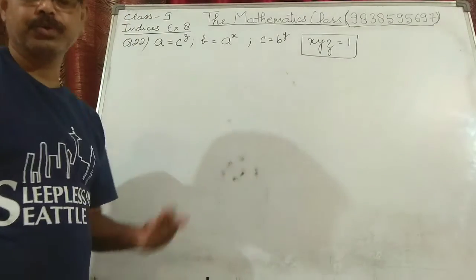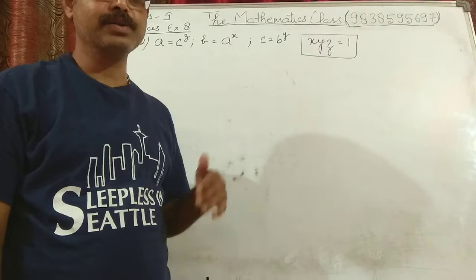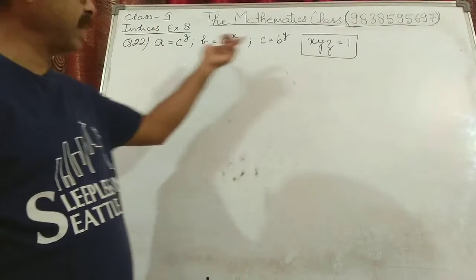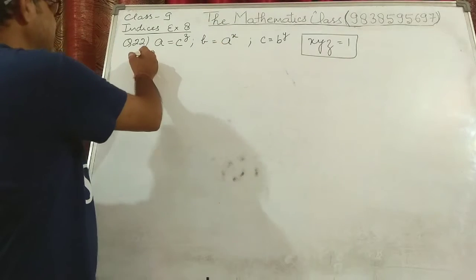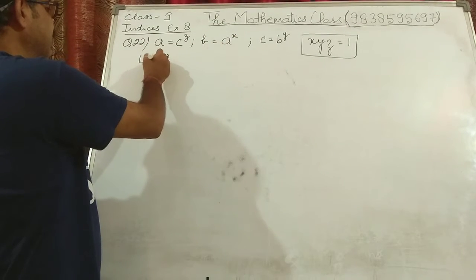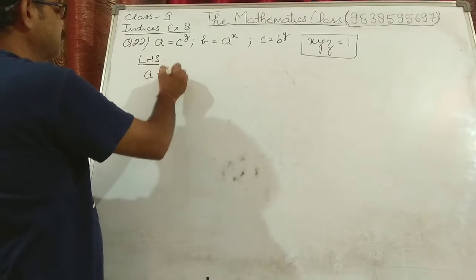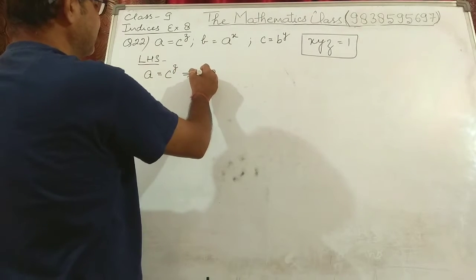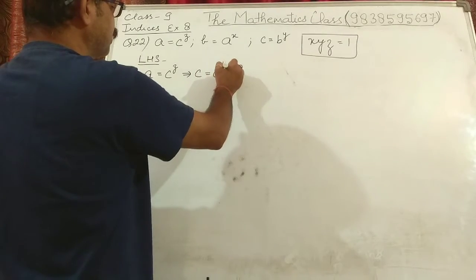Now what I told you is that whenever we are doing a question that is required to prove, we take either the left hand side or the right hand side. So from here we'll start from the left hand side. It is given A is equal to C to the power Z. It means that we can say C is equal to A to the power 1 upon Z.